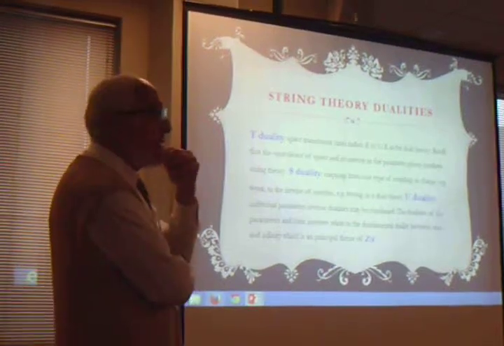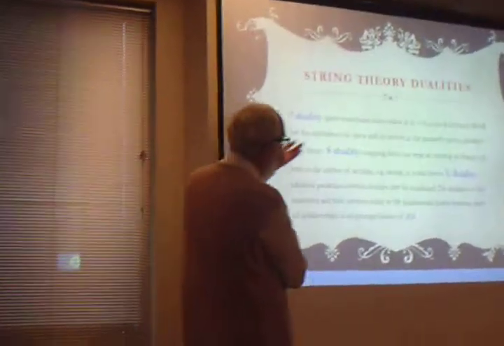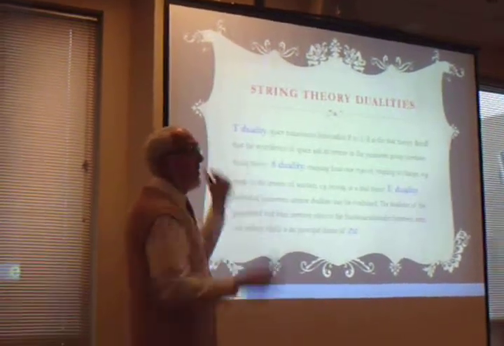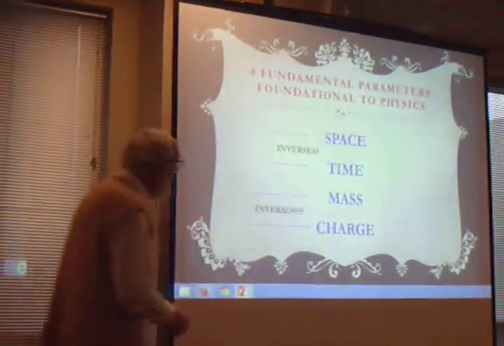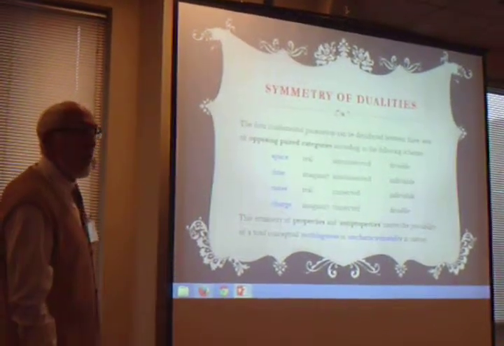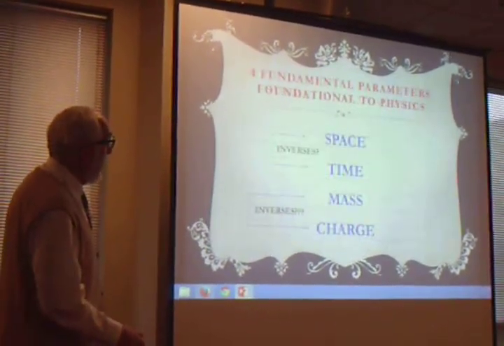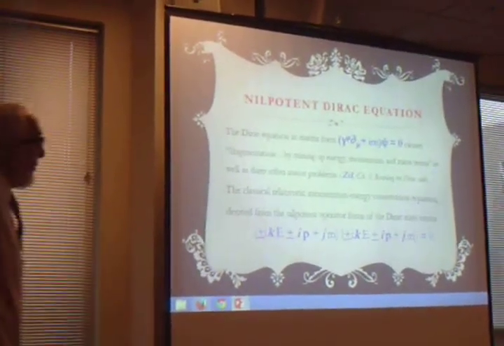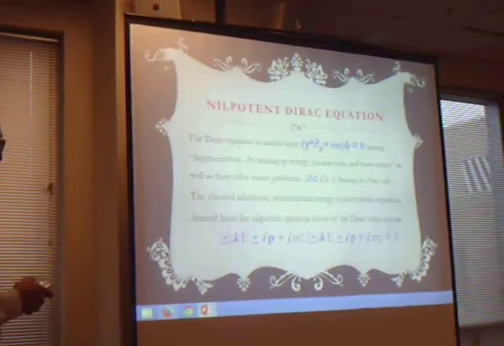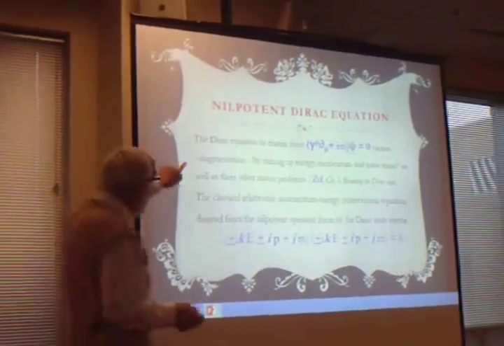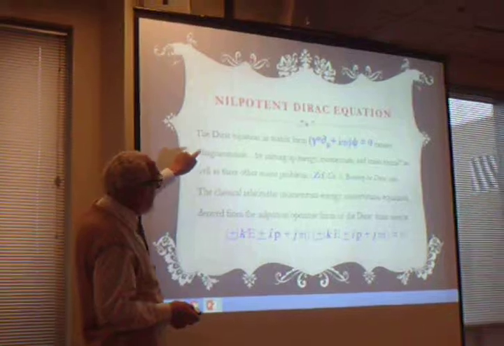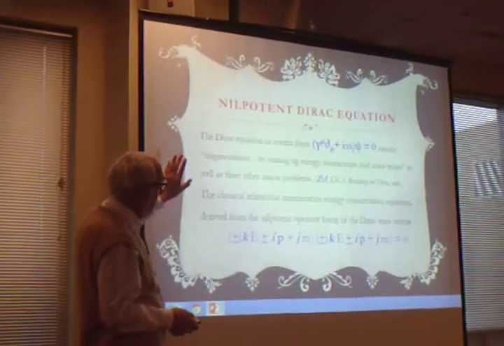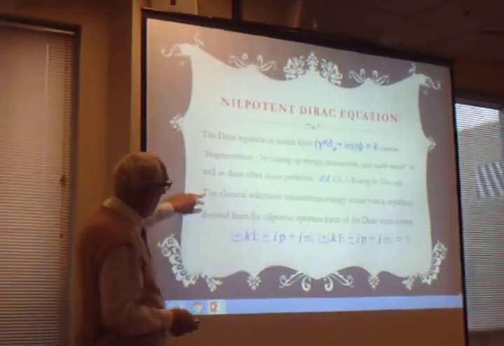Okay, so what are some string theory dualities? T duality, S duality, U duality. Where space is transformed from the radius to the inverse. Isn't that what's going on here too? I don't know. Okay, so if we take the Dirac equation in matrix form, it, quote, causes fragmentation by mixing up energy, momentum, and mass, as well as other major problems. This is in chapter 5 of Breaking the Dirac Code.